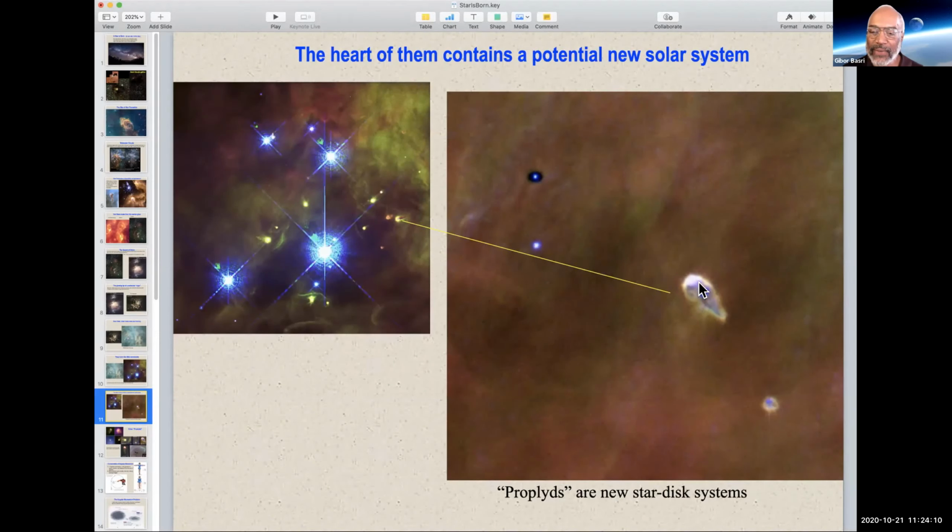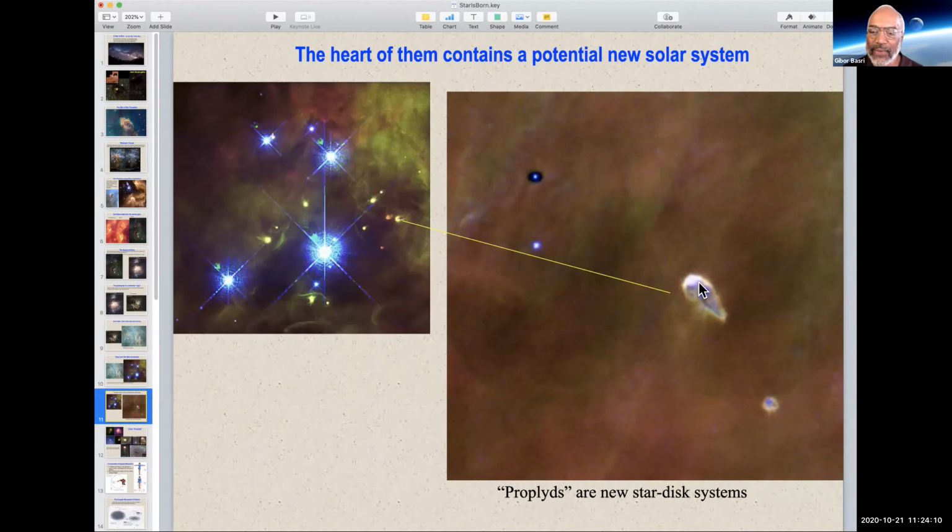Here is one that you're looking down on. So now you can see the star in the middle of it and the disk of gas and dust around it. This is how our solar system was formed. Our solar system is in the plane of a disk, and that's why, because this is what happens when you make stars, and I'll explain why that is in a bit.